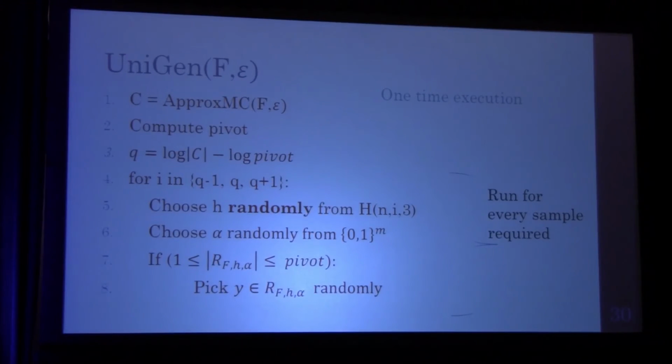So what does the algorithm look like? You first compute the approximate count, and then you check for these three values of the number of cells. For every value, you check if the cell is small. If it is, then you pick a solution randomly from the cell, otherwise you move on to the next value. There is a chance that in all these three cases you will not find a cell to be small. That's why these algorithms have failure associated with them. So if the check in line 7 fails for all the three values of i, then we say that the algorithm has failed.